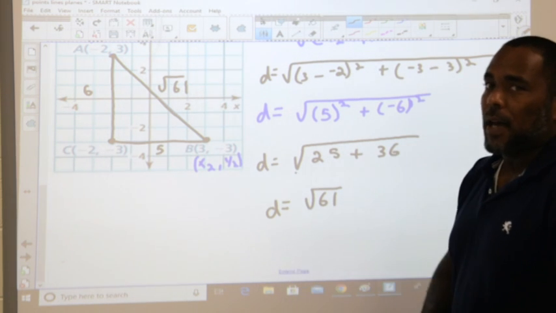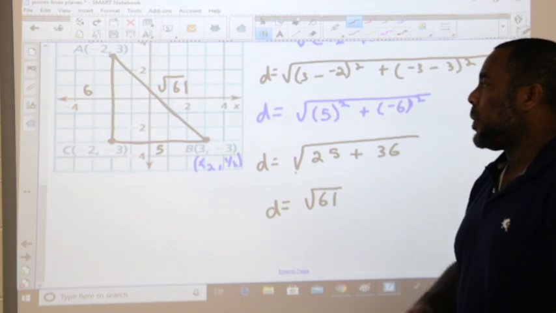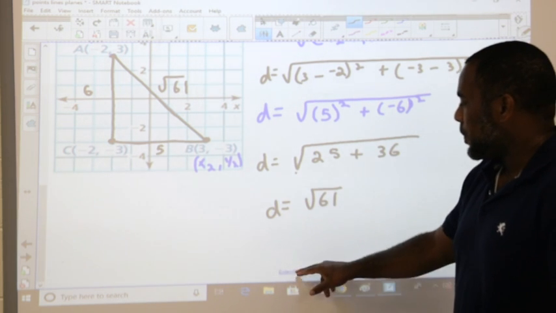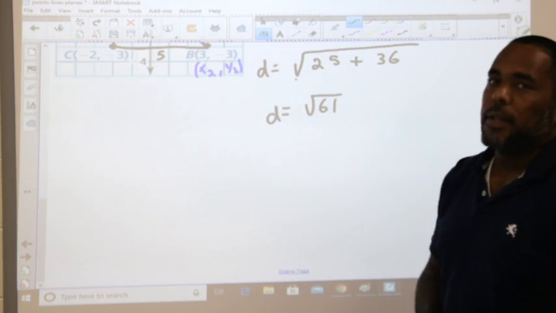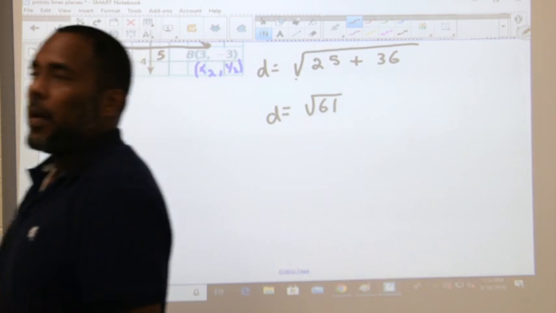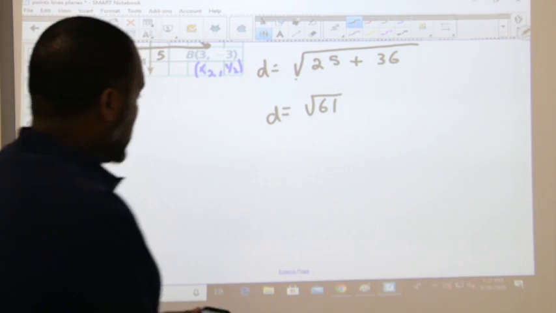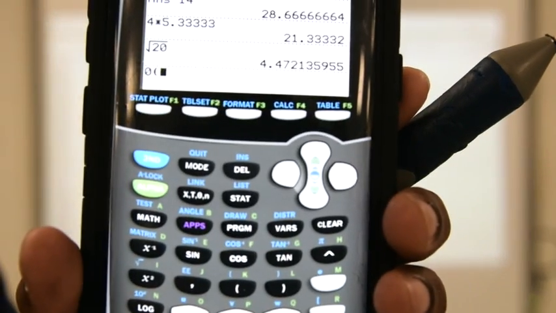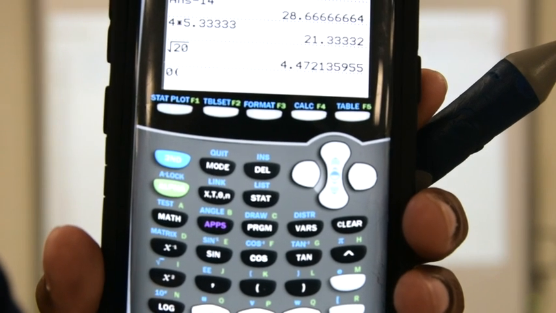We still haven't found the actual perimeter yet. We would just add it to 6 plus 5. So now that we know that that's the exact value, we are going to go ahead and estimate this, square root of 61. Pull out your handy dandy calculator. Now please remember that your calculator should be something that looks like this. Something that looks similar to that.